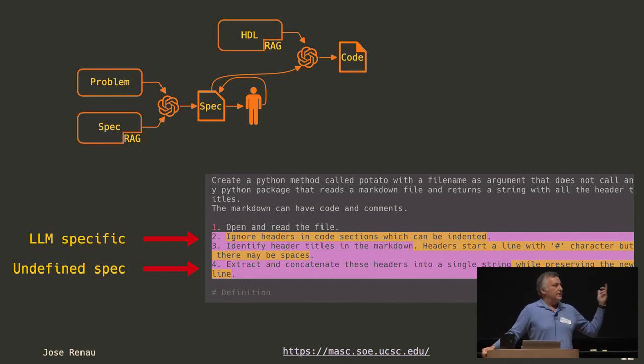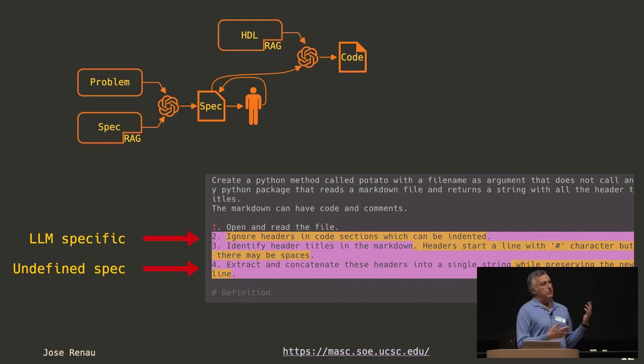So it didn't work. So you have to expand the spec: ignore headers in code sections, which can be indented. The other one is a little bit undefined in the spec. No matter what, the LLM will not get it right unless by luck that in the output, I wanted to have a new line on the string. So you are going to have to iterate with the spec in the same way that you iterate with the program.